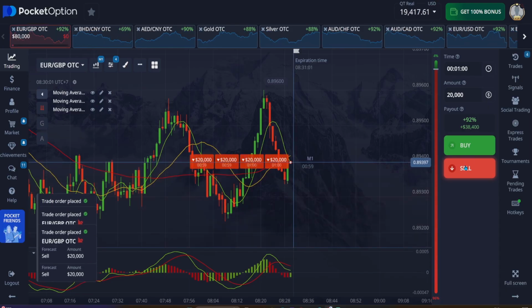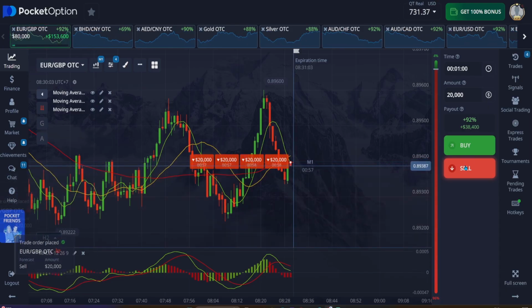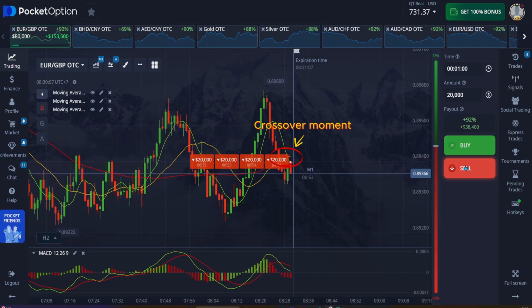I'm taking a sell position because there are two strong confirmations from both the moving averages and the MACD. First, the faster MA has just crossed below the slower MA, which indicates that the trend is turning downward and sellers are gaining control of the market.